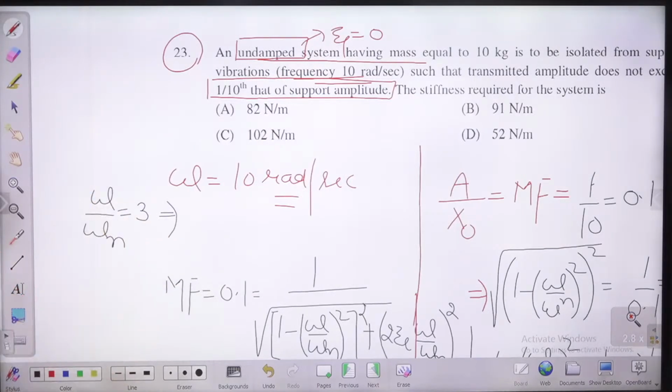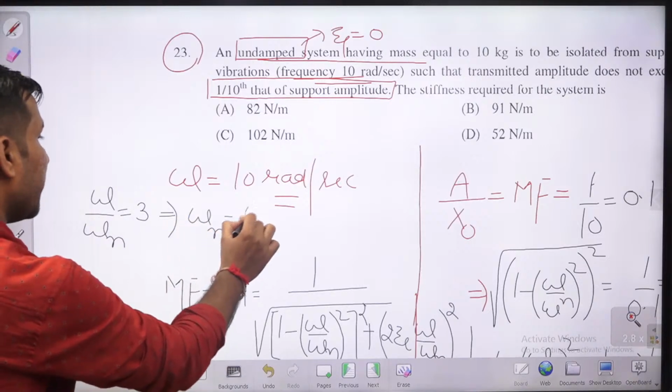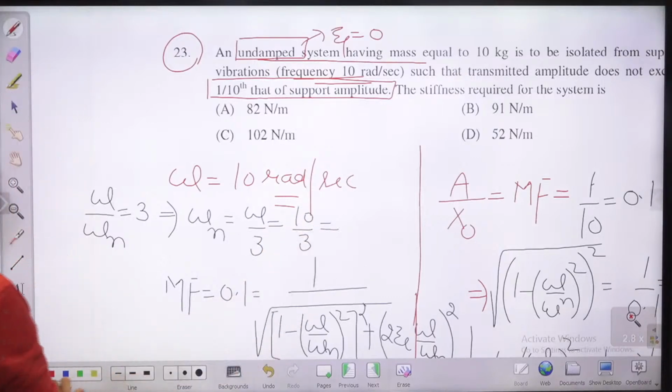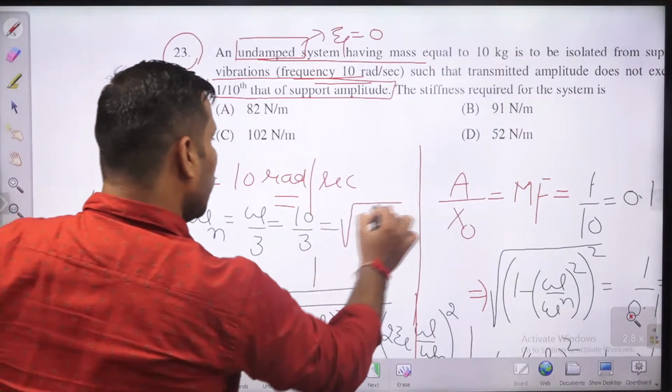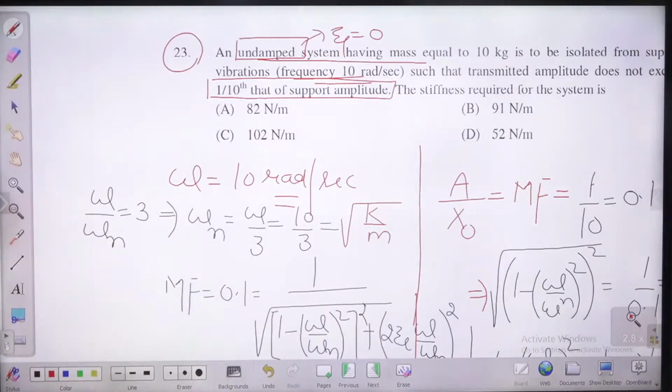Now if omega by omega n is 3, then what is omega n? Omega n equals omega by 3, that is equal to 10 by 3. And what is this, guys? This is under root k by m. So you need to compare this and this.